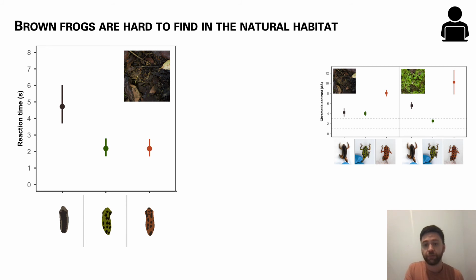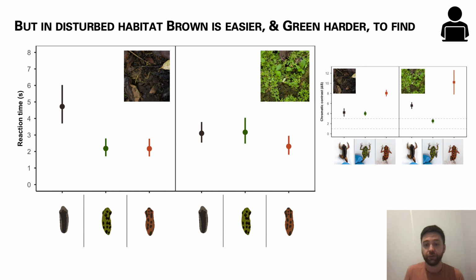But the important thing for our question here is the comparison to the disturbed habitat, and there we do find the trend that we would expect from our visual modelling. In the disturbed site, the red frog is still found very quickly, but the green frog is now found more slowly than it was in the natural site, and the brown frog is found more quickly. So in terms of camouflage, the brown frog has become easier to find, and the green frog has become harder to find.